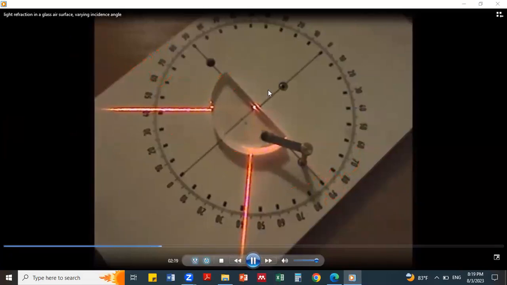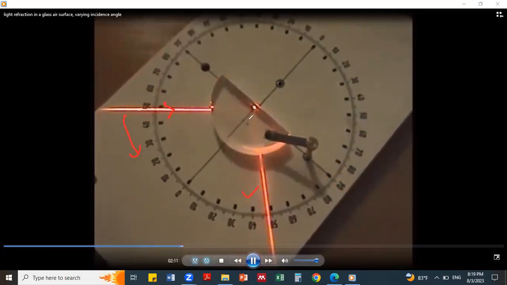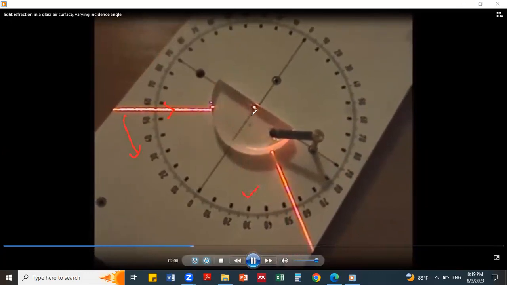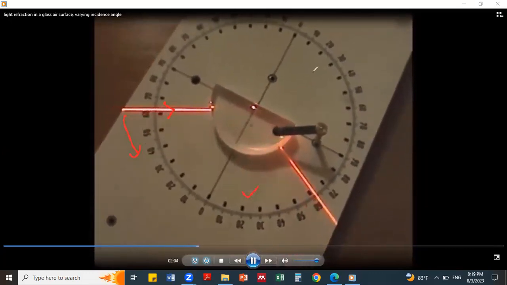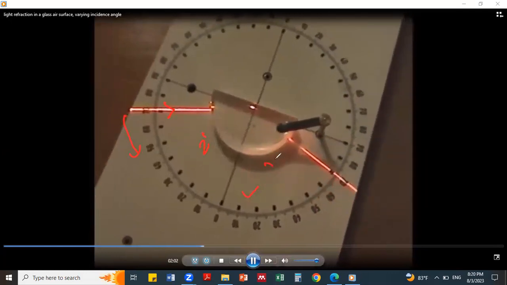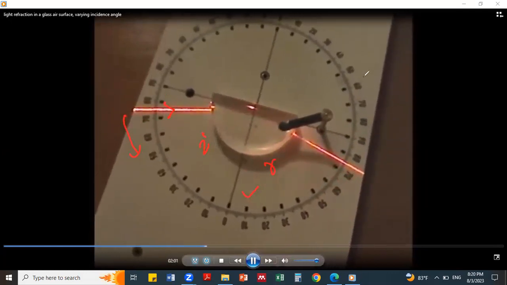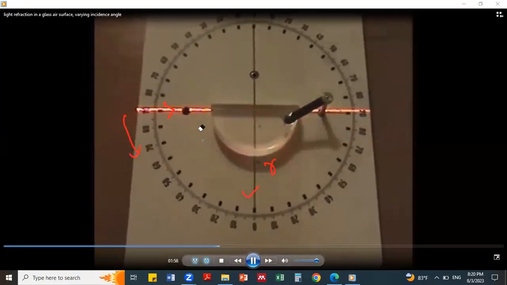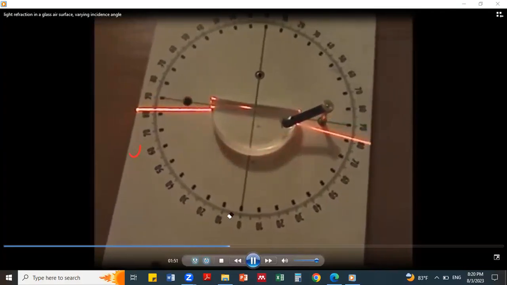So gradually, again, you can move the laser incident ray toward this side. Look at it. So then when I increase, what happened? R also increases, but I and R are equal. Now what has happened? It is perpendicular to the surface.